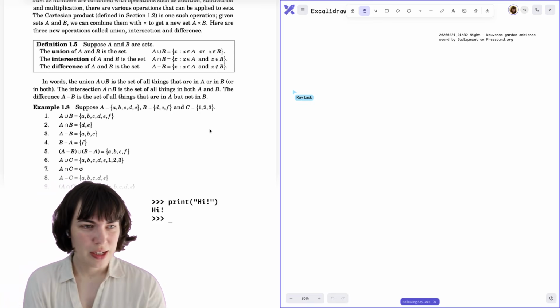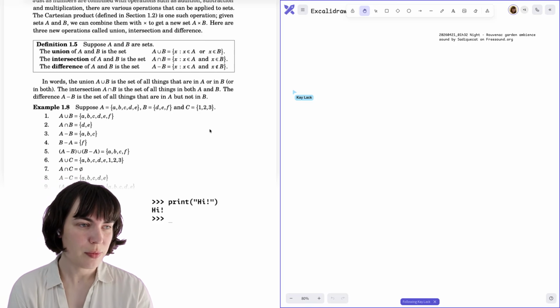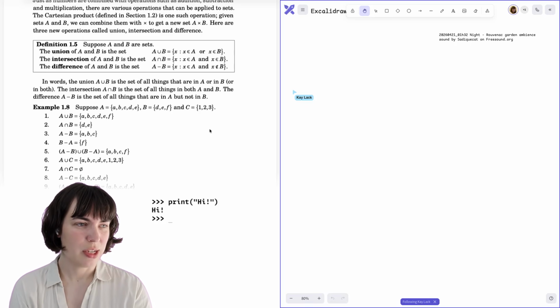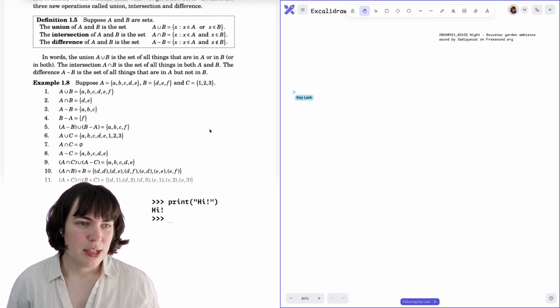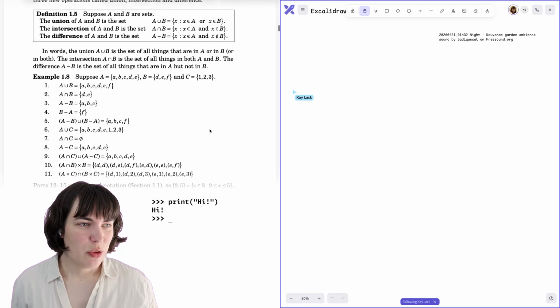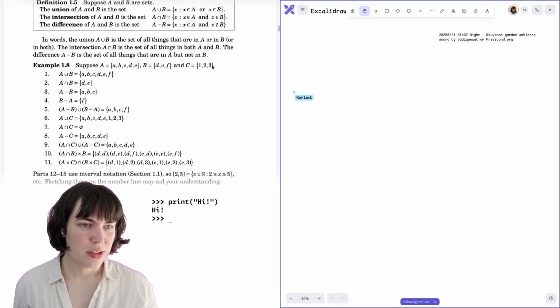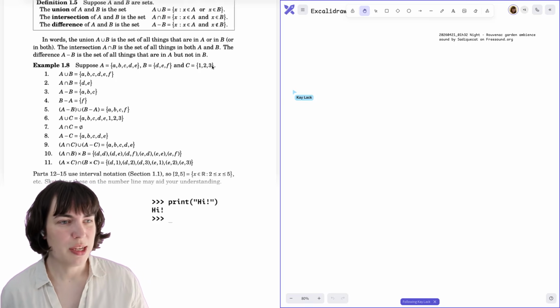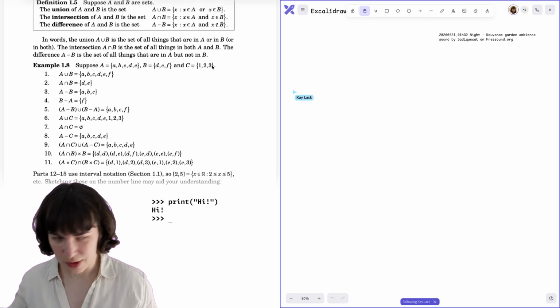And then difference of A and B. The difference of A and B is the set A difference B, where X is an element of A and not an element of B. Okay, so that one's kind of directional. In words, the union A union B is the set of all things that are in A or in B or in both. The intersection is the set of all things in both A and B. The difference is the set of all things that are in A but not in B. Okay, fairly straightforward.